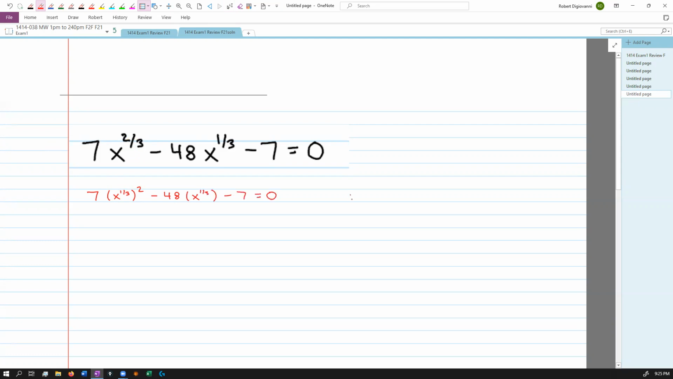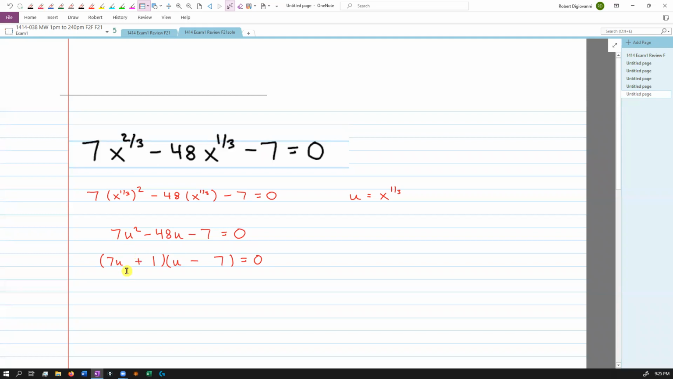So we're going to make a substitution. u is equal to x to the 1/3. And now I can rewrite this as 7u squared minus 48u minus 7 equals 0. And that we're going to try and factor because it's like a quadratic. It looks like we can go 7u here and u, and then 7 here and 1 here. Going to need to make this a minus and a plus.